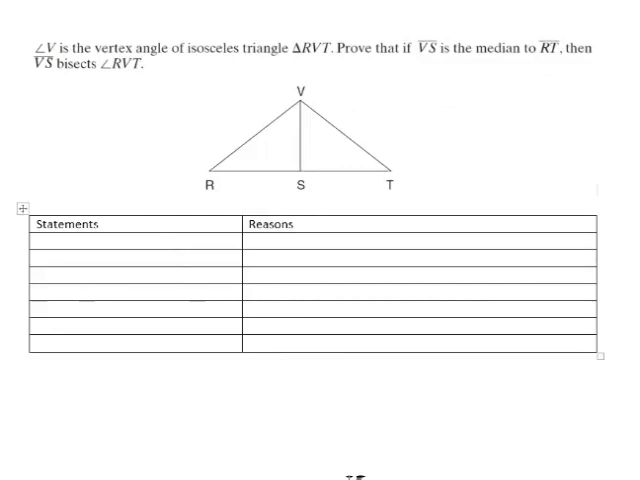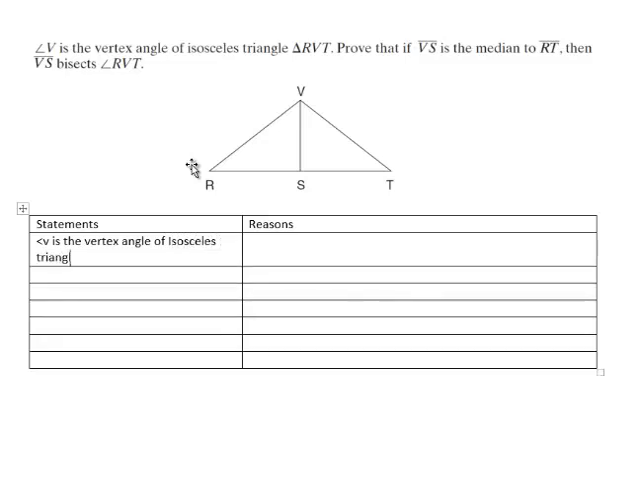So the first thing I'd like to put in over here is that, okay, what are we given? We're given that V is the vertex angle of isosceles RVT. So let's just start by saying angle V is the vertex angle of isosceles triangle RVT, because that's given.